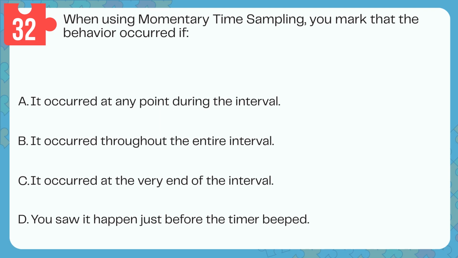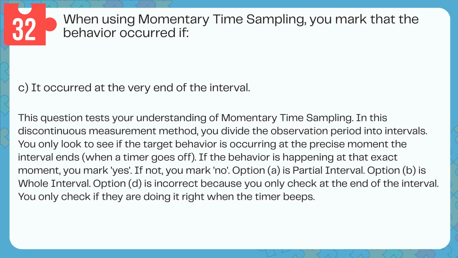Answer: C, it occurred at the very end of the interval. This question tests your understanding of momentary time sampling. In this discontinuous measurement method, you divide the observation period into intervals. You only look to see if the target behavior is occurring at the precise moment the interval ends, when a timer goes off. If the behavior is happening at that exact moment, you mark yes. If not, you mark no.